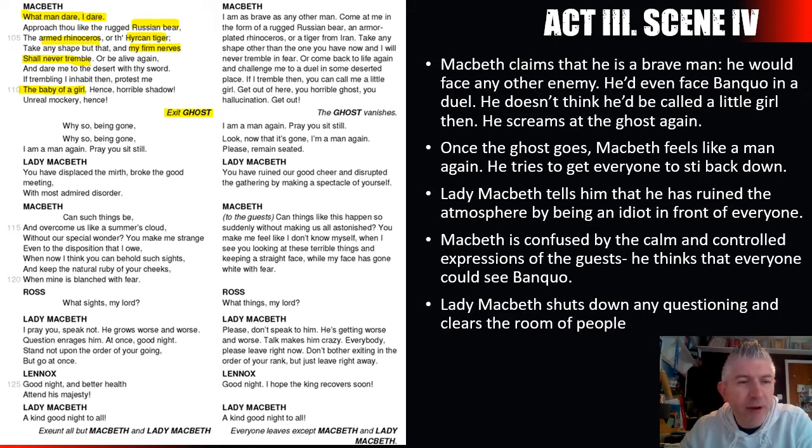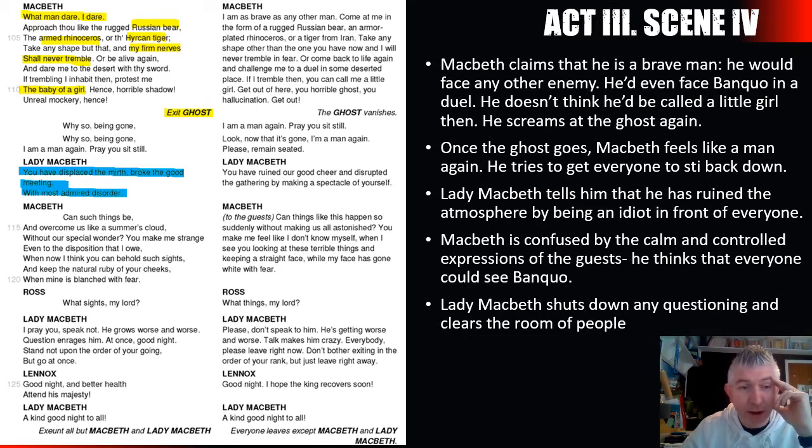Then Lady Macbeth says, "You have displaced the mirth, broke the good meeting with most admired disorder." So she's telling him off. She has to be seen to do something. So they see her telling him off, which hopefully is going to repair the damage.